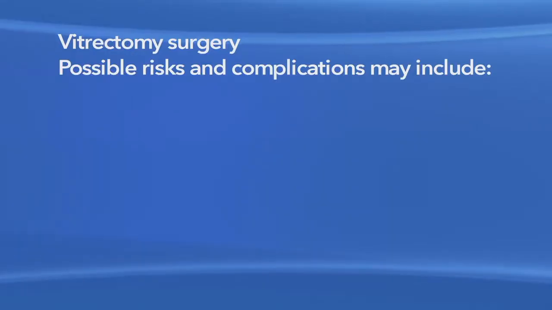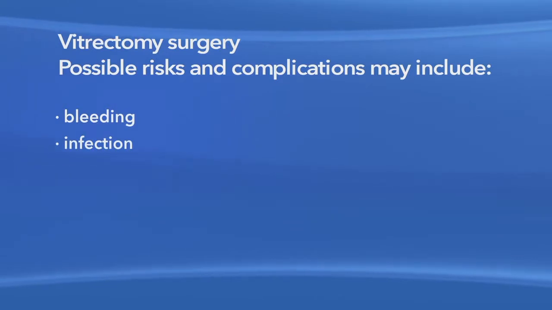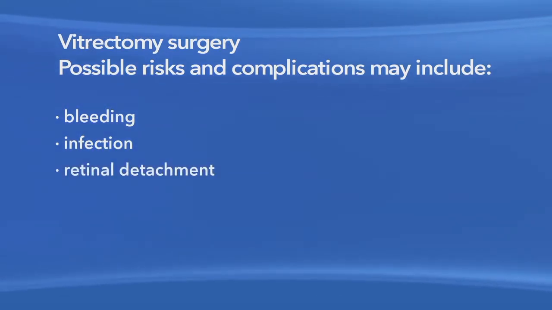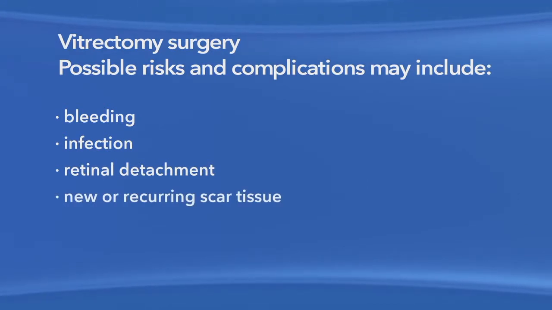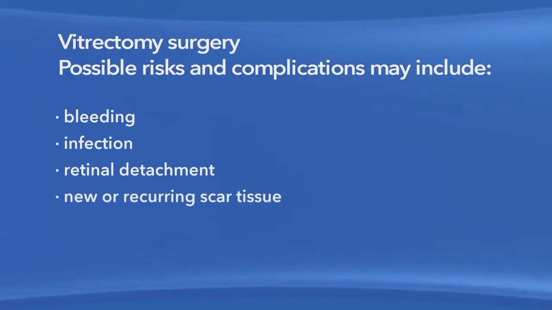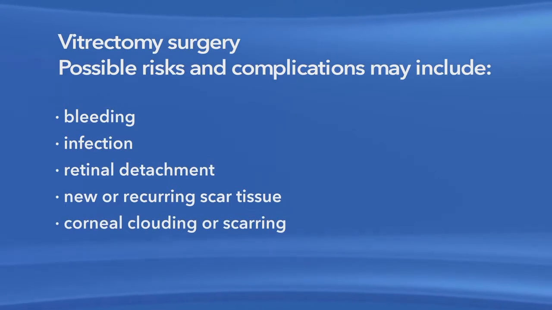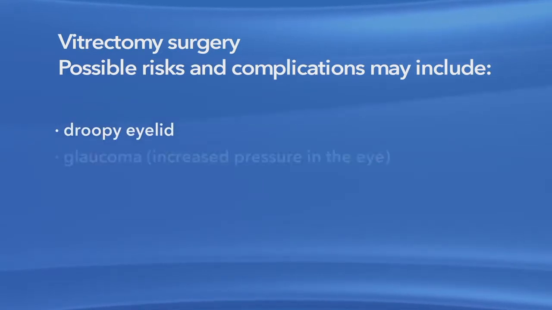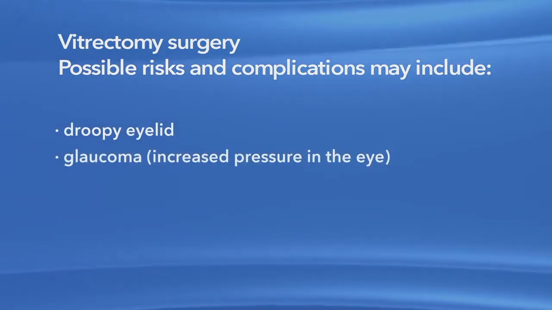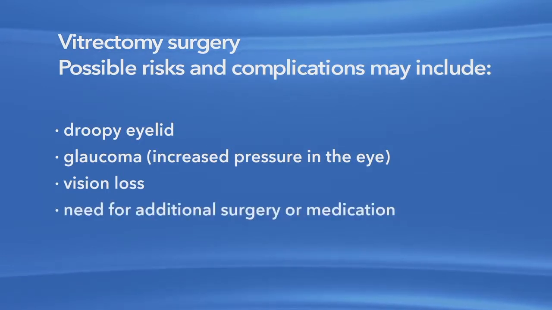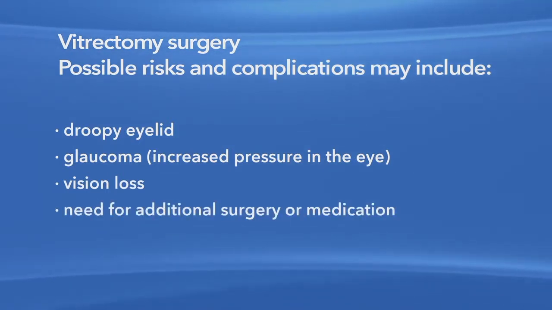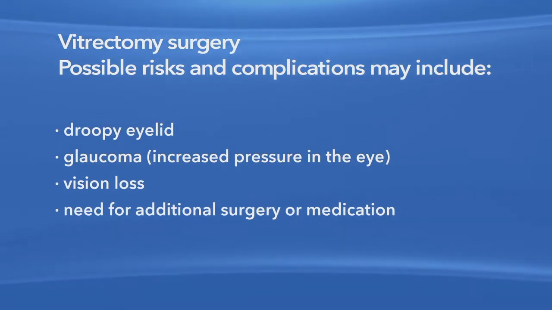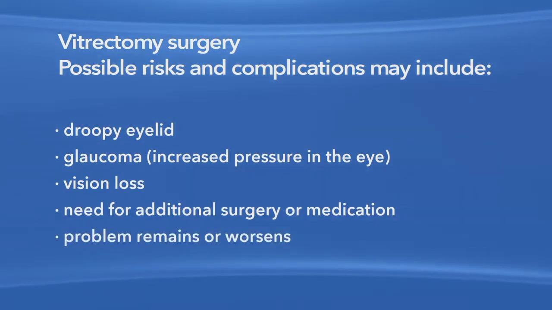As with any procedure, there are risks of side effects and complications with vitrectomy surgery. These may include bleeding, eye infection, retinal detachment, which is when the retina pulls away from the back of the eye, new or recurring scar tissue inside the eye, clouding or scarring of the cornea, clouding of the lens of the eye, or cataract, a droopy eyelid, increased pressure in the eye called glaucoma, vision loss, and the possible need for more treatment, including medication and surgery. Also, your eye problem could remain or get worse.